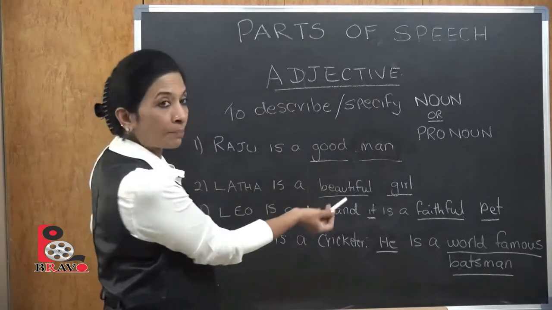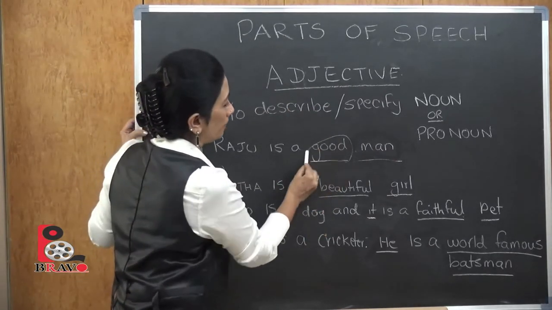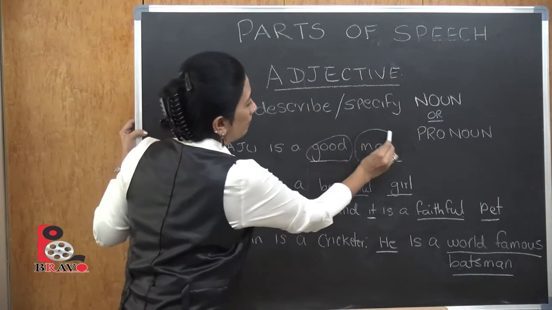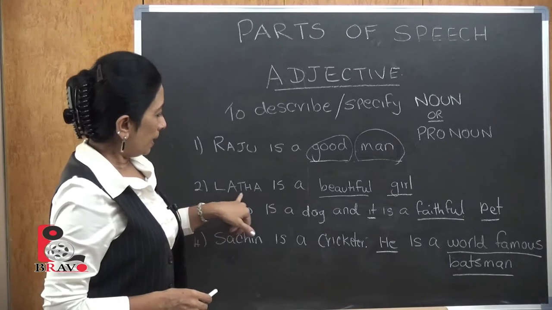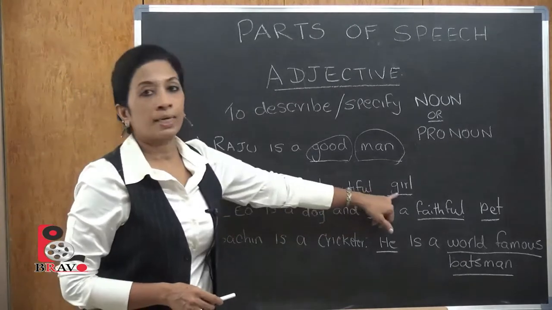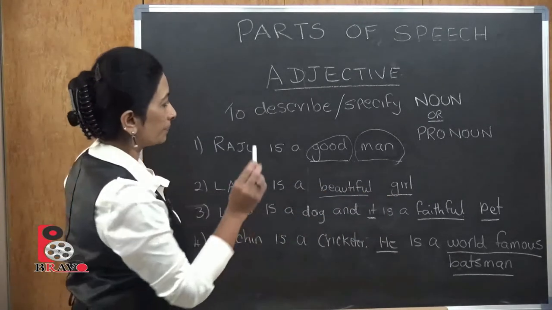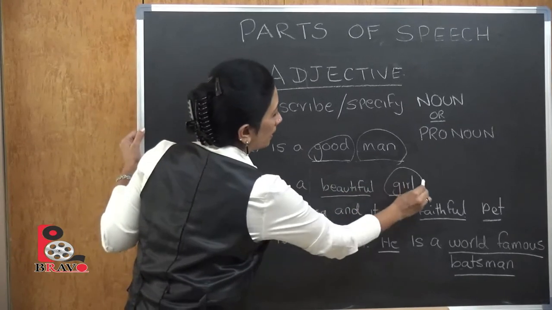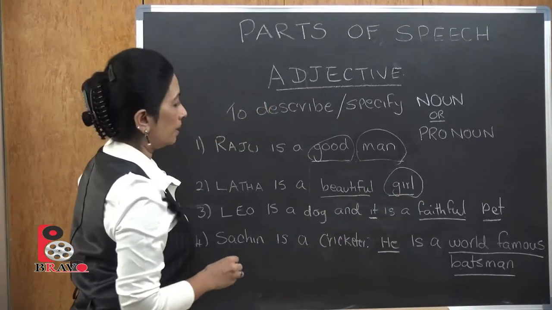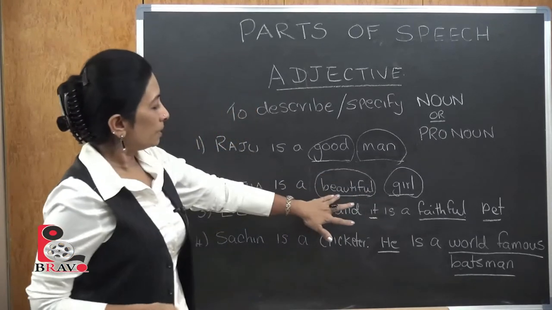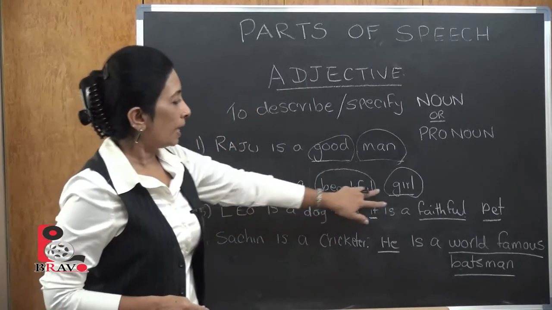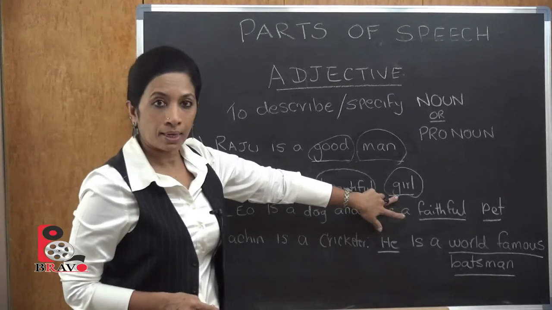What kind of a man is he? He is a good man. So good becomes the adjective and man becomes the noun. Second example, Lata is a beautiful girl. Here the noun is girl. What kind of a girl is she? She is a beautiful girl. So beautiful becomes the adjective and girl becomes the noun.